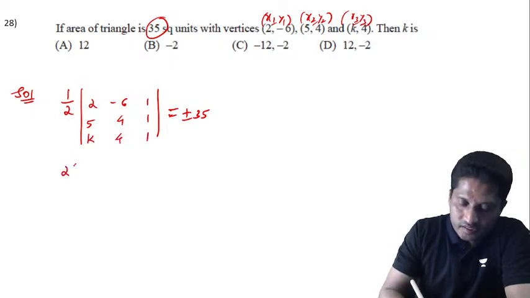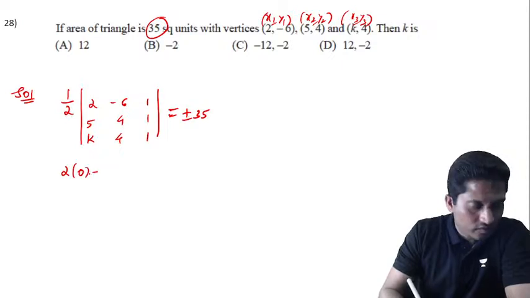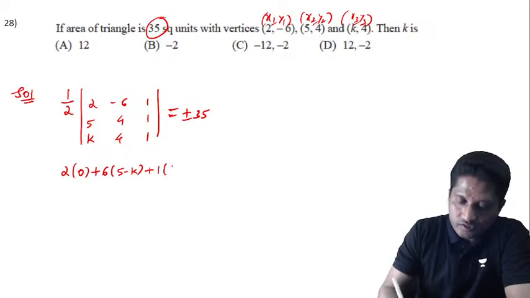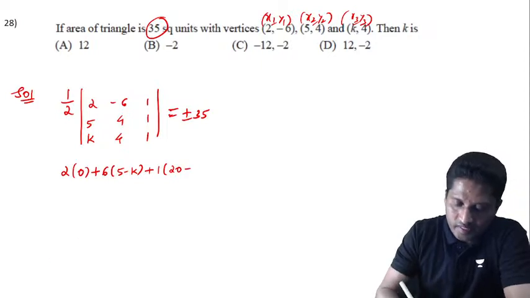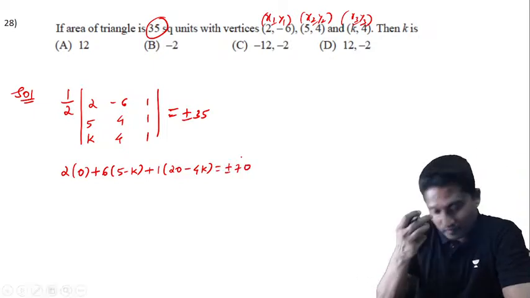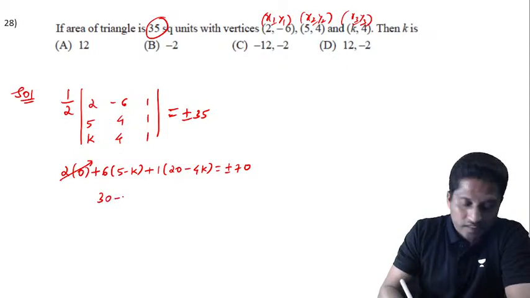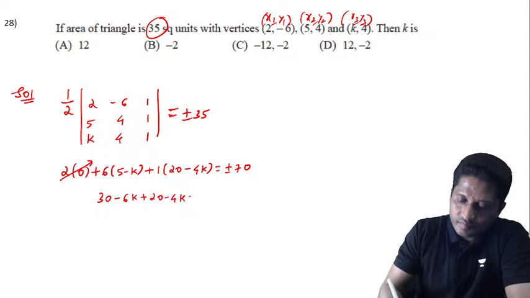Right, so if I expand this, delete first row first column, this is 0. 6 into first row second column, you get 5 minus k. Delete first row last column, you get 20 minus 4k. And if I cross multiply, it is plus minus 70. Okay, anyways this fellow is 0. 30 minus 6k plus 20 minus 4k is equal to plus minus 70. So you get 50 minus 10k is equal to plus minus 70, right?